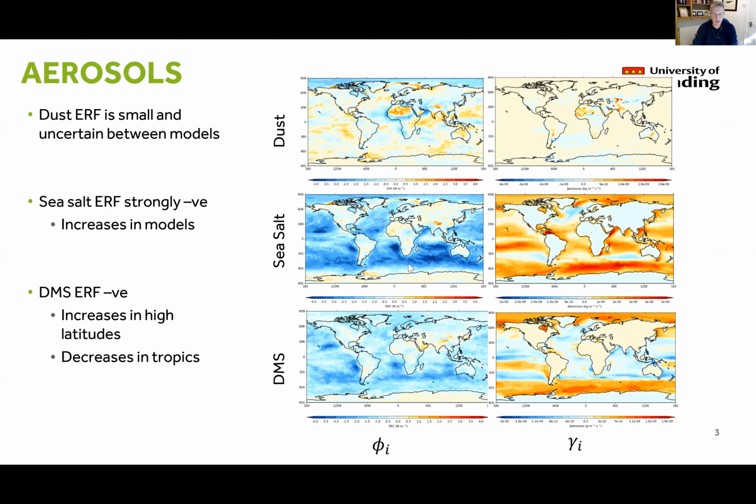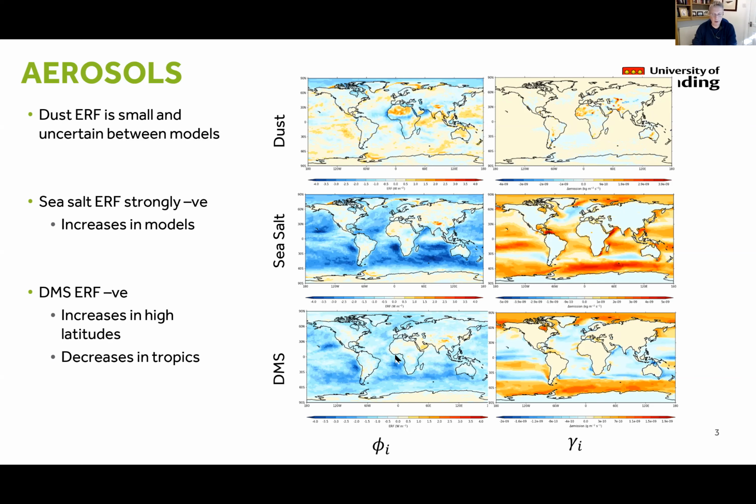Sea salt, in contrast, has a very strong negative effect. So if you increase sea salt emissions, you have very strong negative terms. You can see that particularly over the southern oceans here. And it also has quite strong responses to climate change. On this middle right-hand plot, you can see the big red values show where sea salt emissions are increasing with a warmer climate.